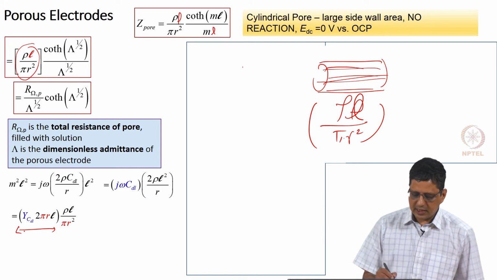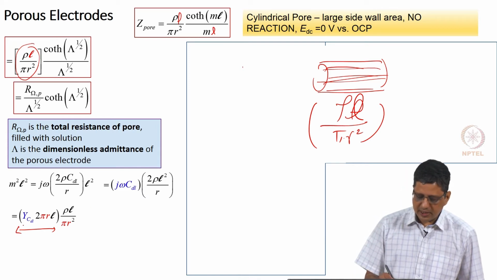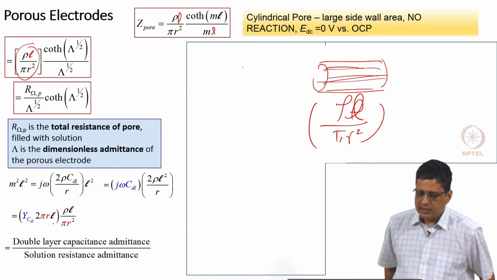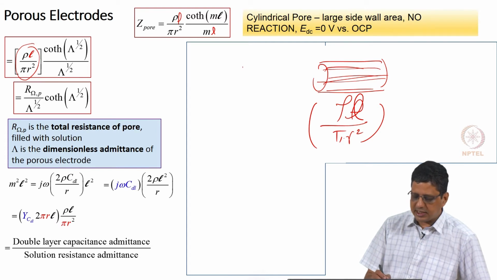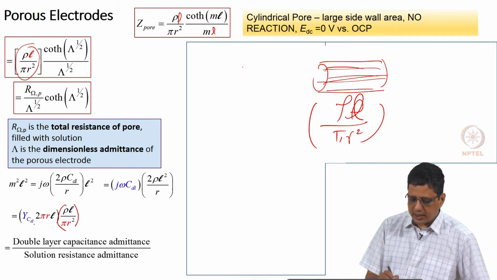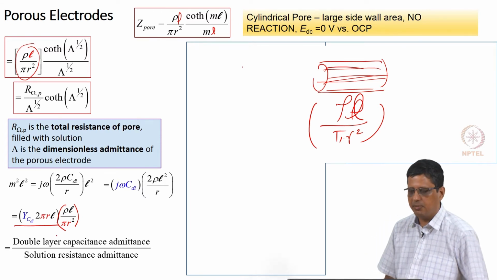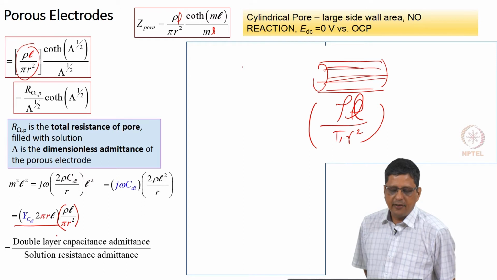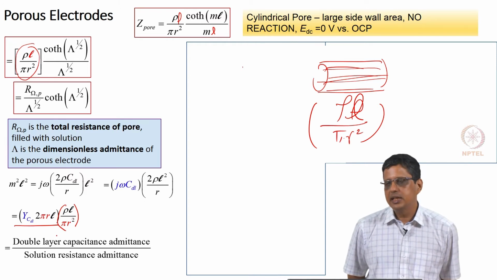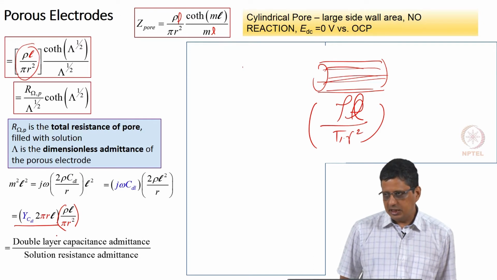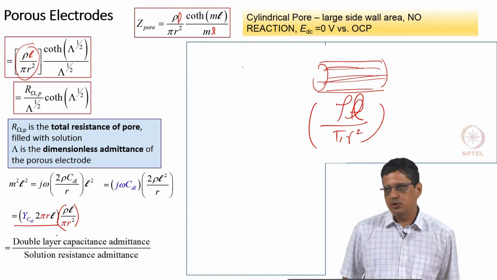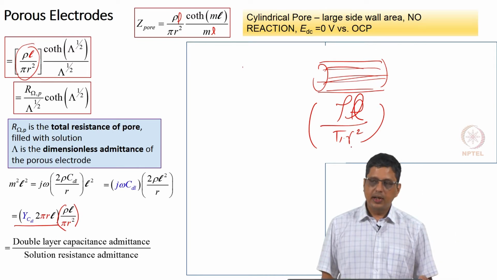So, if this is the admittance, I can write this as a ratio of admittances or a ratio of impedances: double layer capacitance based admittance divided by solution resistance based admittance. This is the impedance, so the inverse of this is the admittance, and I can bring it to the denominator. So, the factor m square L square is basically a dimensionless admittance, capacitance based admittance versus the pure solution resistance based admittance, and this is for one pore.